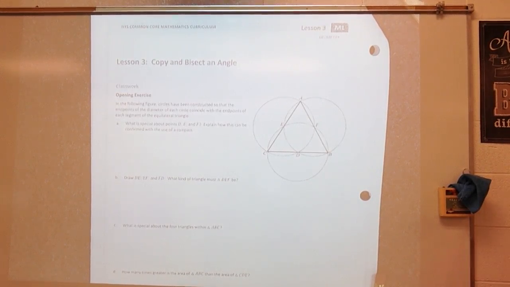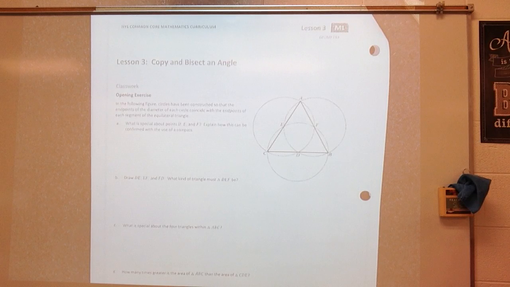Alright, so we have been talking about how to construct equilateral triangles. Today we are going to talk about copying and bisecting an angle. One of the things I want to review with you is what the word bisect means. Hopefully you remember that bisect means to divide something into 2 equal parts. We're going to see if that is true when it comes to bisecting an angle.